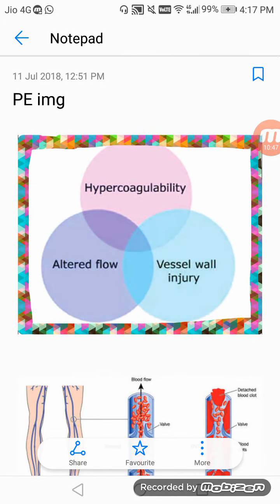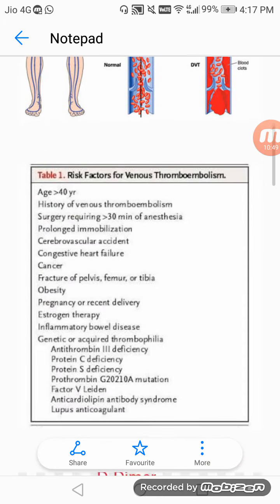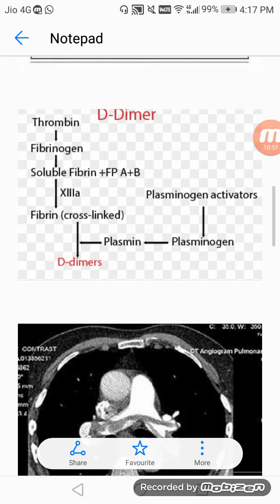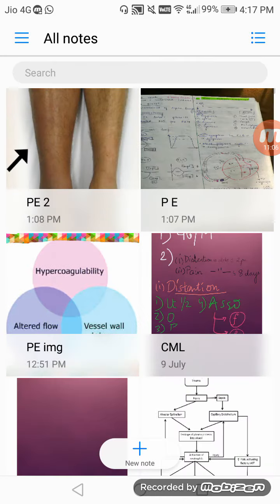So this is the image of Virchow's triad, the risk factors, which we have discussed very well in theory. Now this is D-dimer. D-dimer is nothing but a fibrin degradation product. You are seeing this fibrin is getting broken down by plasmin. What it breaks into is FDP, fibrin degradation products, and these are called D-dimers. So this is the D-dimer test.